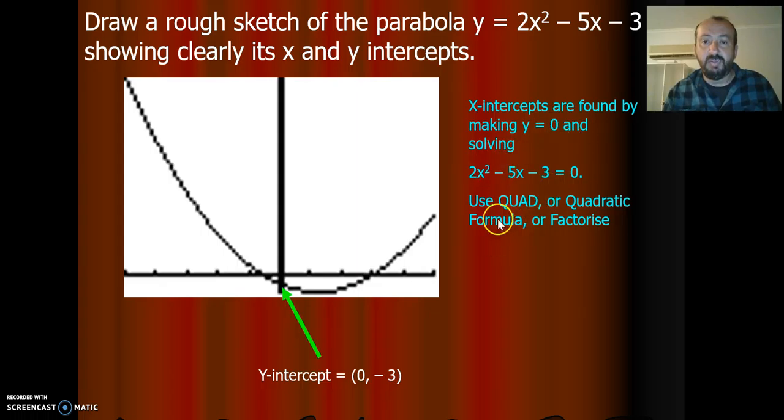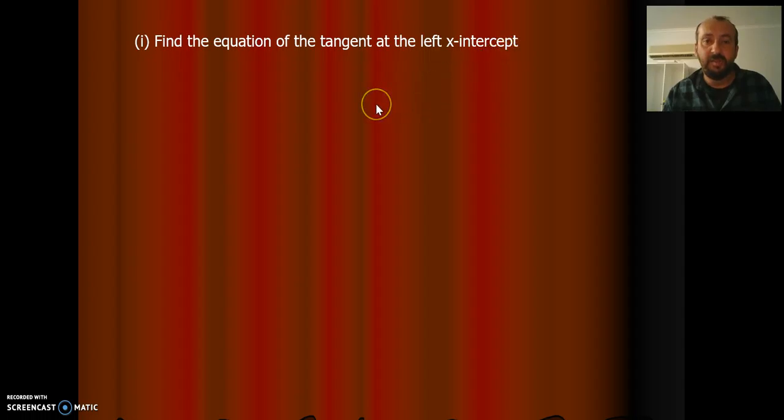Okay, we all know this, and the x-intercepts are there and there. Okay, that's something we can do quite easily. The next part, however, find the equation of the tangent at the left x-intercept.